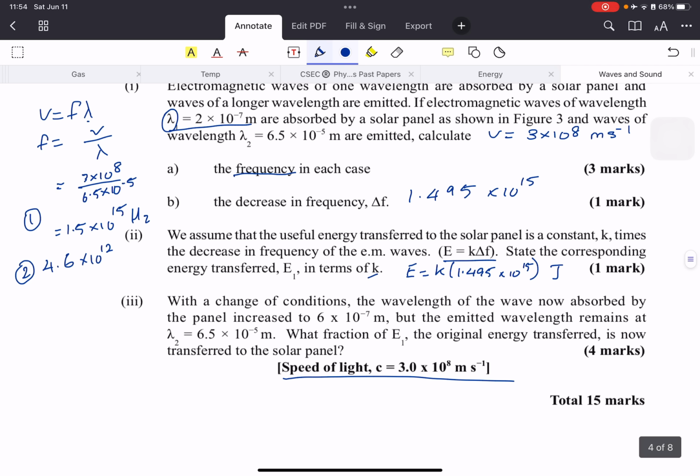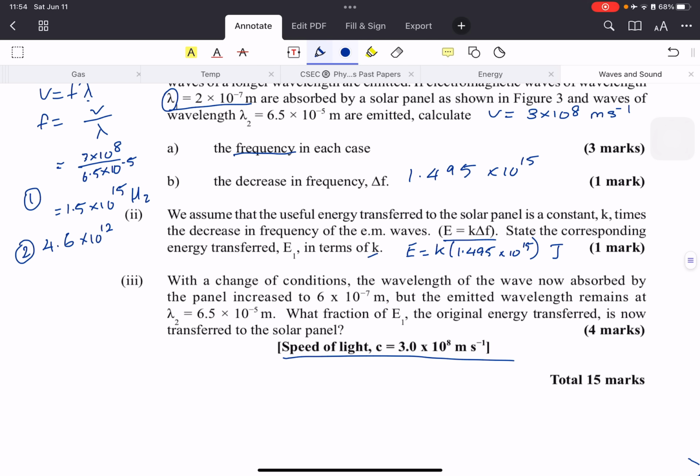Okay, part 3. With a change of conditions, the wavelength of the wave now absorbed by the panel increased to 6 by 10 to the minus 7, but the emitted wavelength remains the same at 6.5 by 10 to the minus 5, right? What fraction of E1, the original energy transferred, is now transferred to the solar panel? So again, very simple. We need to calculate the change in frequency again, so we can calculate the next E that is created, right? So we don't need to do the one for number 2. Number 2 is going to be the same because it's emitted the same way.